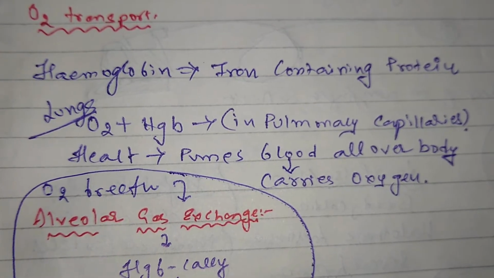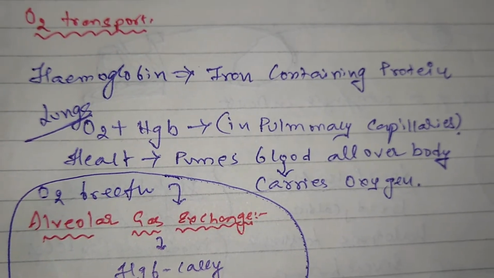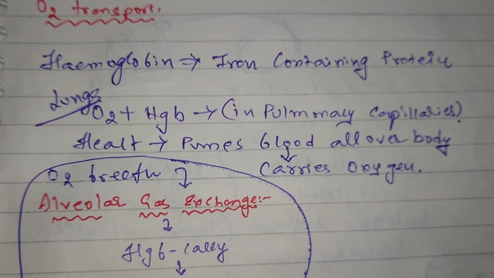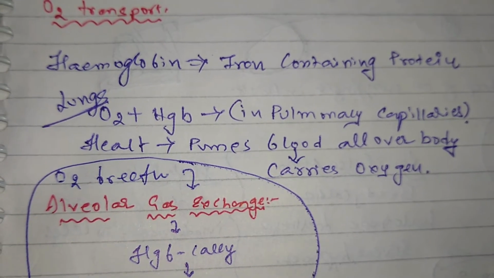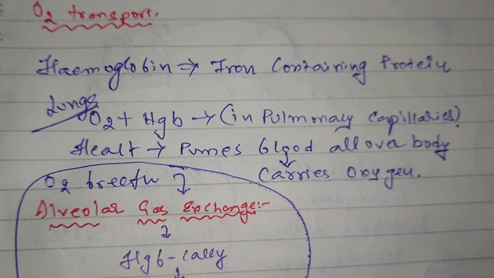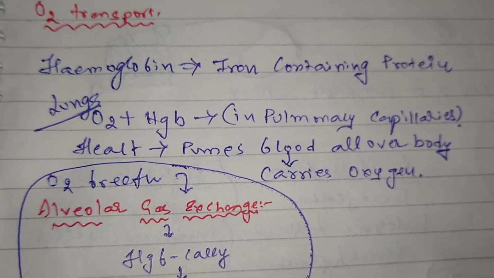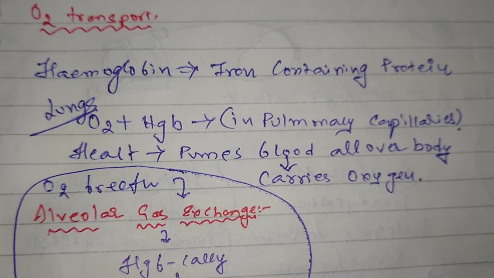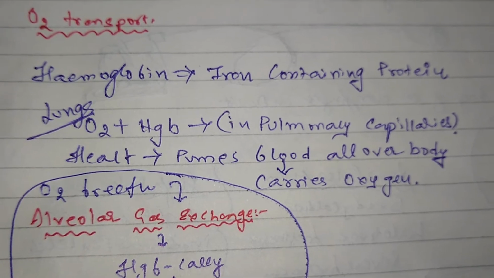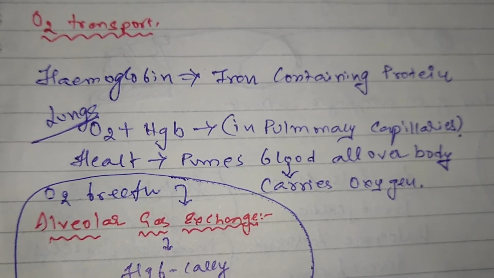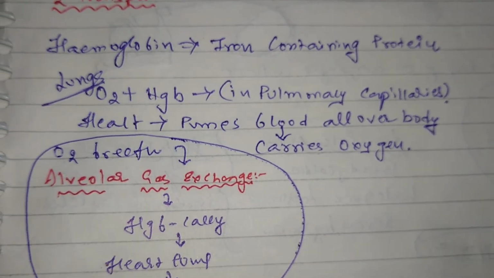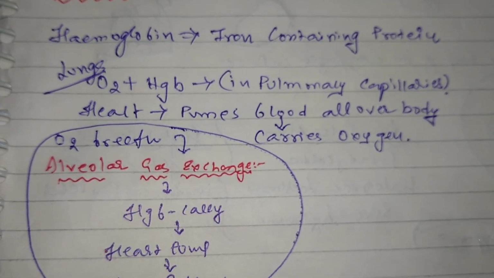Hemoglobin is the iron-containing protein which carries oxygen in the blood to the body parts. In the lungs, we can see oxygen mixing with hemoglobin in the pulmonary capillaries, where the blood is flowing through, and we can see oxyhemoglobin. Then this oxyhemoglobin is transferred to all the body parts with the help of the heart by the blood.